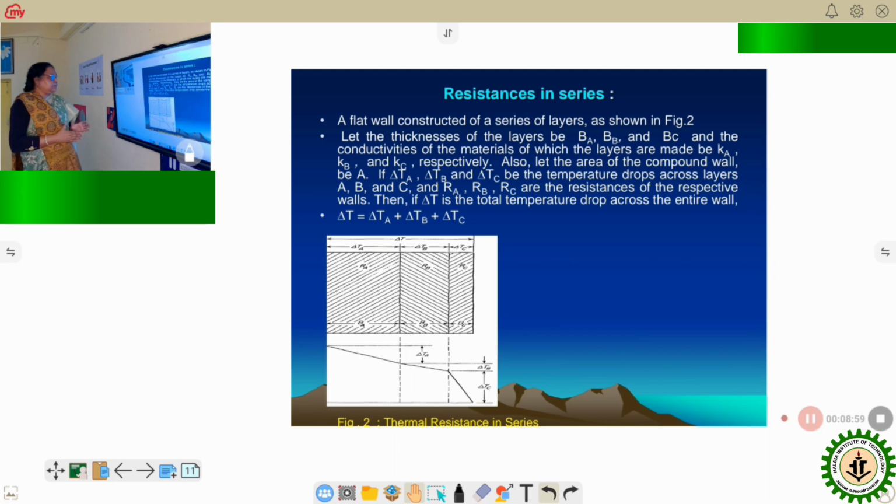But when the resistances are in series, that is for the composite wall, let the thicknesses of the layers be BA, BB and BC for the three layers, and the conductivities of the materials be Ka, Kb and Kc. Also let the area of the compound wall be capital A, which is constant for the three walls, and delta Ta, delta Tb and delta Tc be the temperature drops across the three layers A, B, C, and Ra, Rb and Rc the resistances of the respective walls. Then delta T, the total temperature drop across the entire wall, is delta T equals delta Ta plus delta Tb plus delta Tc, that is the summation of these three wall temperature drops.